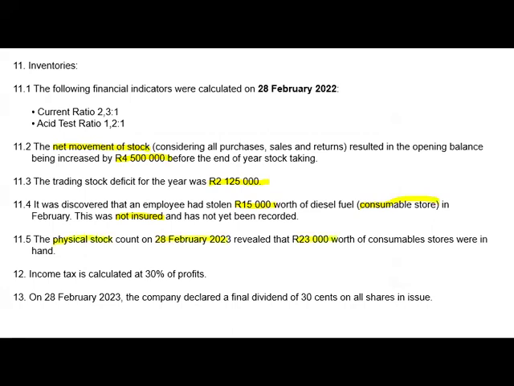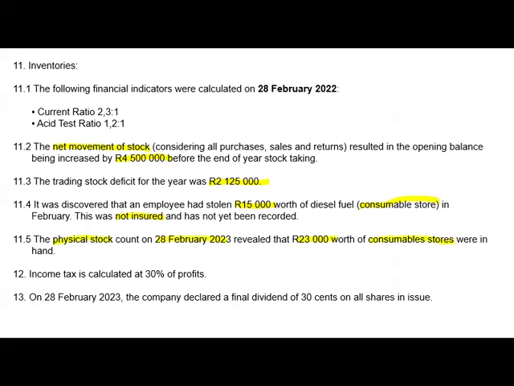Then they say, according to the physical stock count on the 28th of February, we have 23,000 worth of consumable stores, which is diesel. Someone is like, oh, how did we count diesel? Guys, if you go to a petrol station, you will notice that sometimes they put a tape or a stick in. On the ground, you will see things that are closed. They look like sewage, but it's not actually sewage. It's where they keep petrol. I think they put a stick there to check how much petrol or diesel there is.